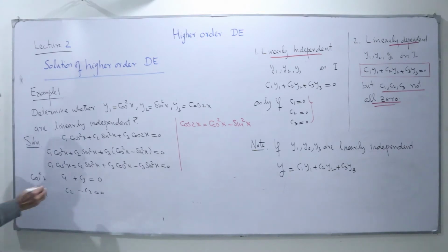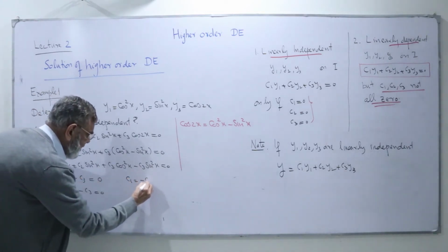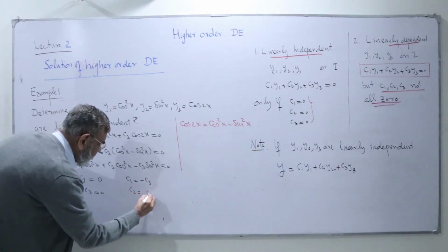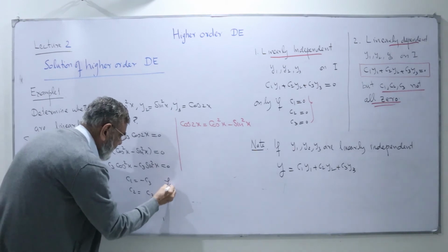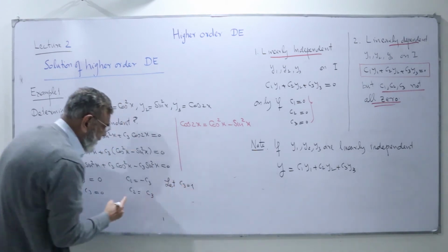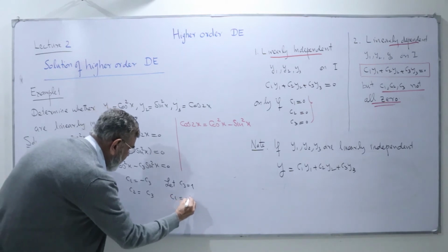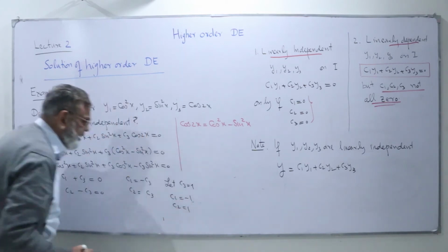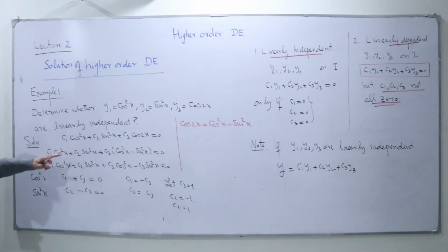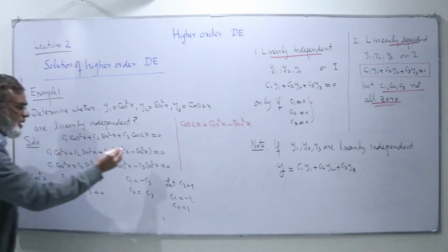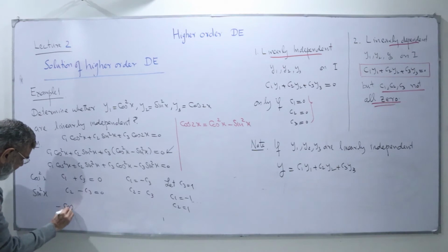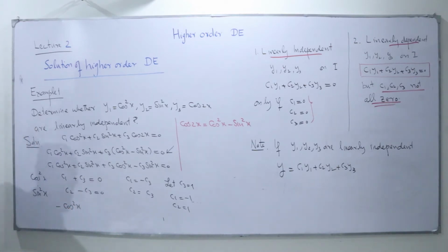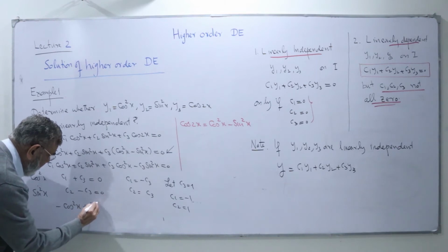So we can see that C1 is equal to minus C3 and C2 is equal to C3. Because we have three unknowns, C1, C2, C3, one of them is free. So we say let C3 equal to 1. When I take C3 equal to 1, then I get C1 equal to minus 1 and C2 equal to 1. This means if we substitute these values, the combination becomes 0. Substituting, we get C1 is minus 1 times cosine square x, C2 is 1 times sine square x.